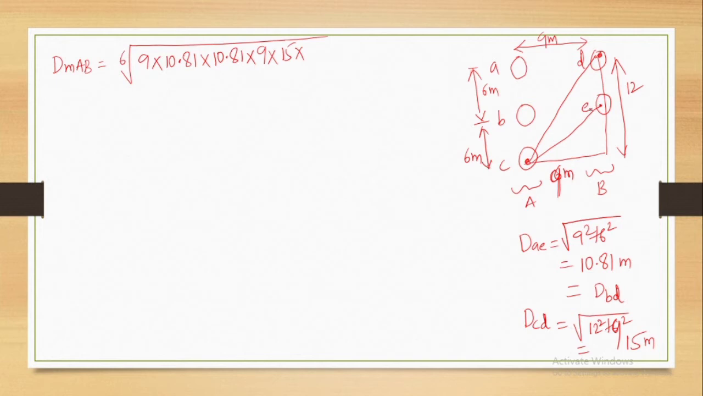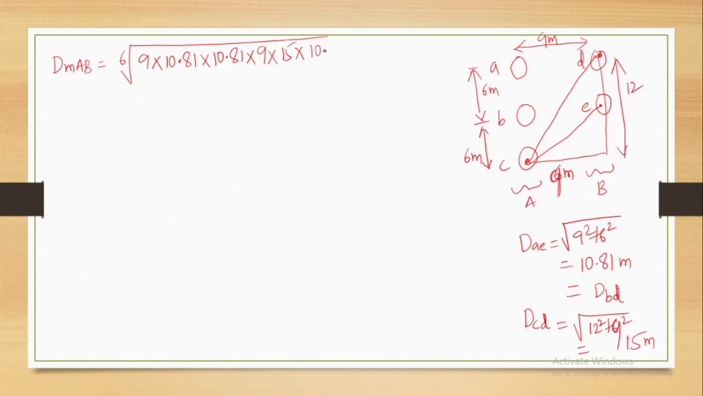Sixth distance is the C to E distance. C to E distance is, I think, same as 10.81. If you evaluate this, you will get this value, C to E distance. So again it is 6 square plus 9 square.